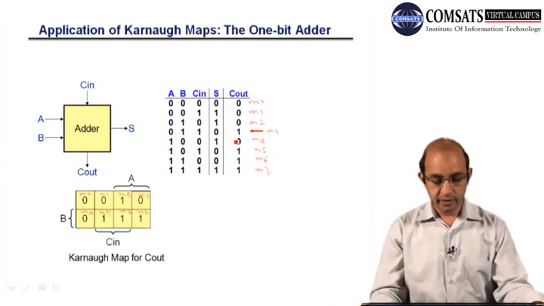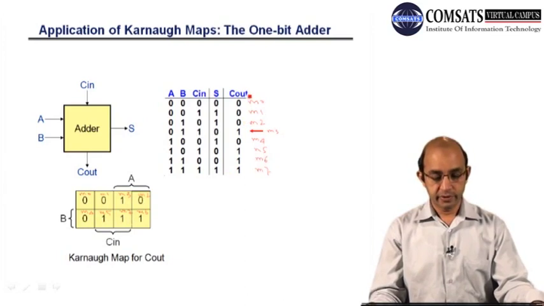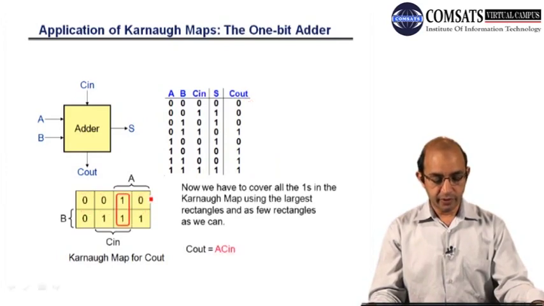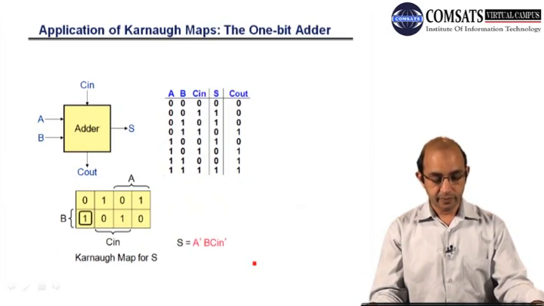So we have a 1 here, that is M3, and then we have 1 here, M5, M6, M7. So we have mapped C out. Now we will be looking for the pairs. We have a pair here, and we can reuse the one which is already paired. We have another pair here, and finally we have this. So this is C out.